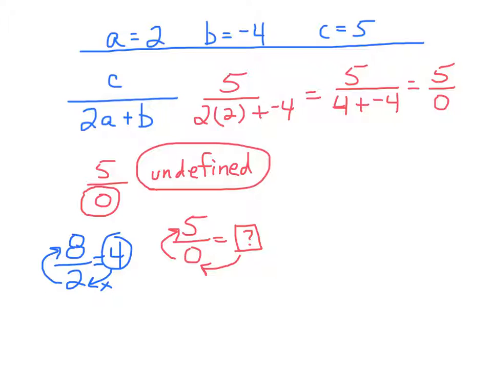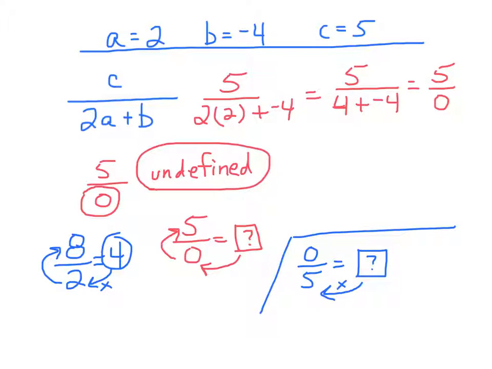Let me just talk then about one other thing with this. How about if you have 0 divided by 5? Well, 0 divided by 5 does have an answer. Once again, I could put a question mark here and change that into a multiplication. What number times 5 would give me 0? The answer to that is 0. So 0 divided by 5 is equal to 0. If the numerator has a value of 0, the answer is 0. But remember, if the denominator has a value of 0, the answer is undefined.